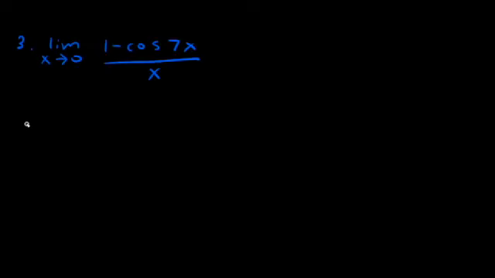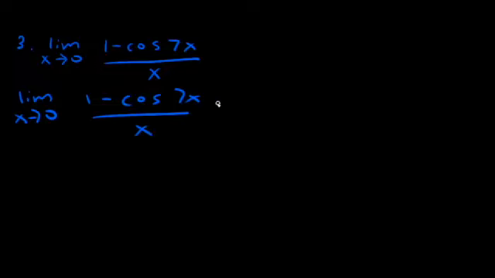Let's look at another example. This time we're going to be using cosine. And it's the same thing, you just have to multiply. We gotta make sure that the bottom is also 7 as the coefficient. So let's just rewrite that. Limit as x approaches 0 of 1 minus cosine 7x over x and times 7 over 7.